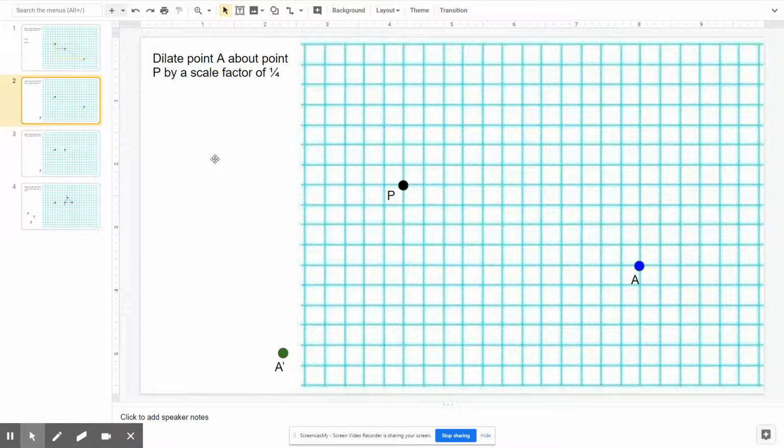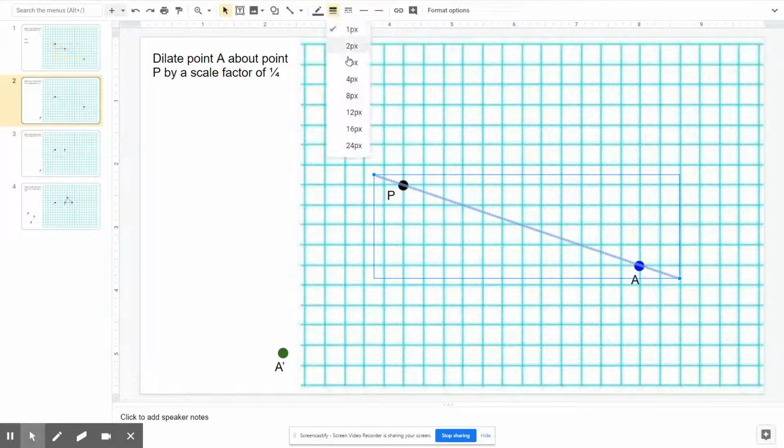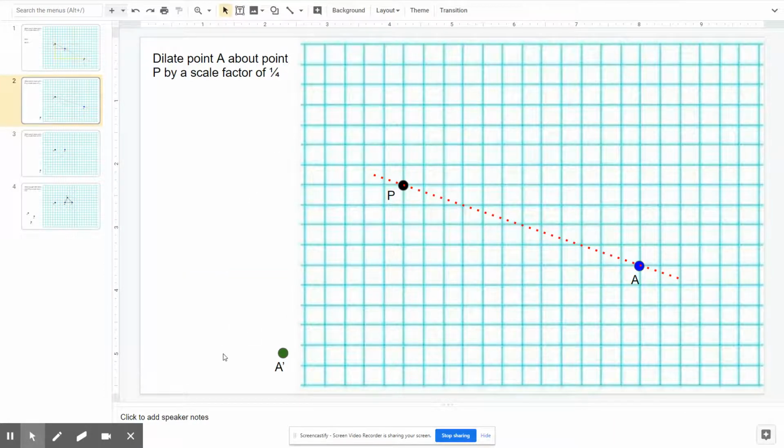So let's try another. This one says dilate point A about point P by a scale factor of 1/4. I'm going to do the same thing, but here I'm doing a dilation going the other way. I'm going to make my little dotted line. Hopefully not the world's best dotted line, but I can fix that. Better. I'll darken it up and make it red so we can see it. So there's my line. Whatever I get should lie somewhere on that line, because my lines aren't perfect. And actually, this line came out pretty well.